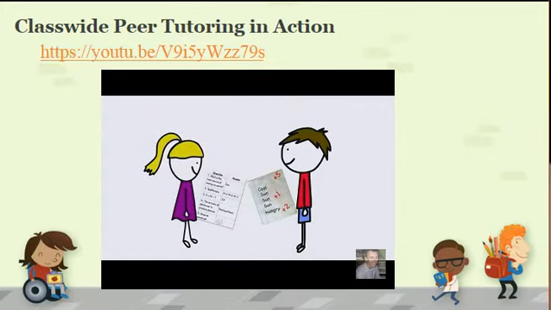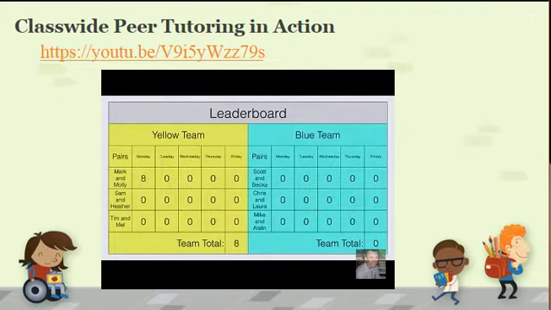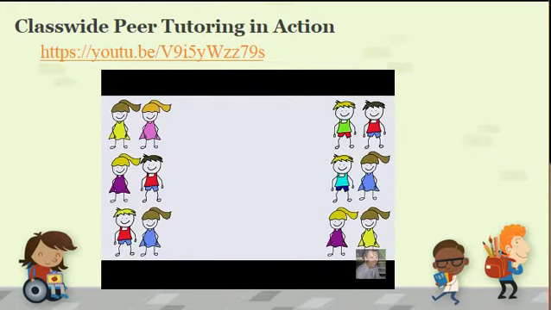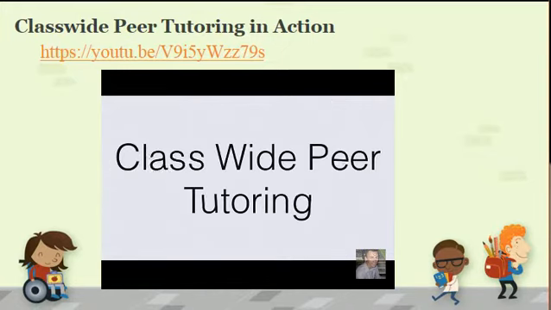At the end of the round, your teacher will confirm the points earned and update the leaderboard, where your points will be combined with the other pairs on your team. At the end of the week, the team with the most points wins. Class-wide peer tutoring.